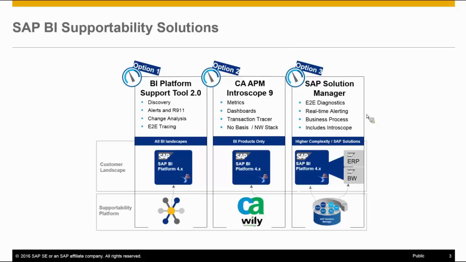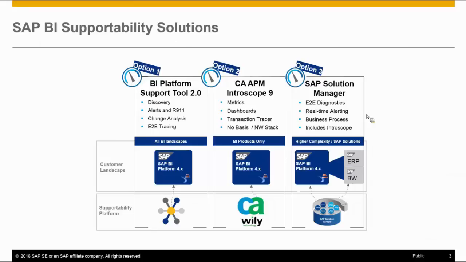So SAP has a number of different solutions, some more appropriate for particular landscapes and others for other types of landscapes. We developed the BI Platform Support Tool because we needed a simple solution for data discovery. We wanted to provide some alerting capabilities, and mainly our goal is to create a next generation type of support. So you'll hear more about that this year. But our real goal is to provide more proactive solutions to our customers that are running the BI platform, so that we're more of a proactive support rather than just a reactive type support.